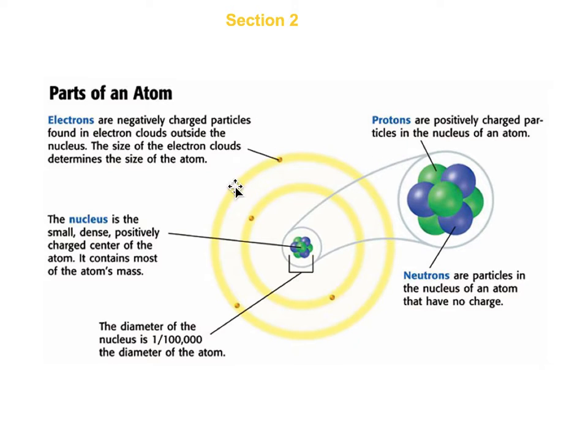Around the nucleus are the electrons in an electron cloud. And the electrons are the negatively charged particles. Since the negatively charged particles and the positively charged particles, so electrons and protons, are balanced, they're in the same number, the overall charge of an atom is always zero.